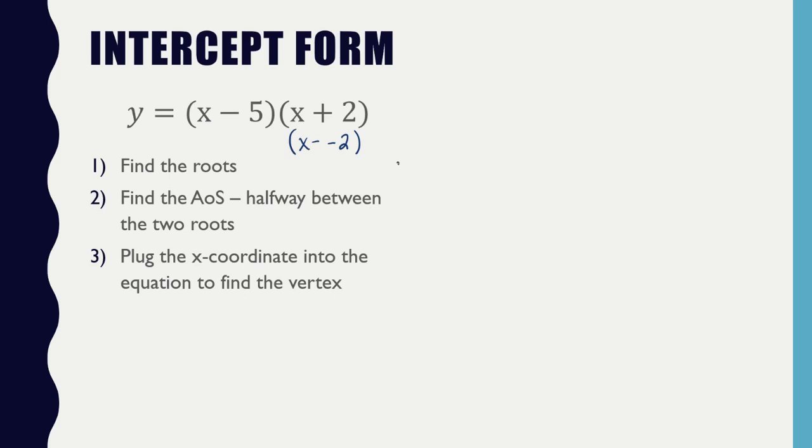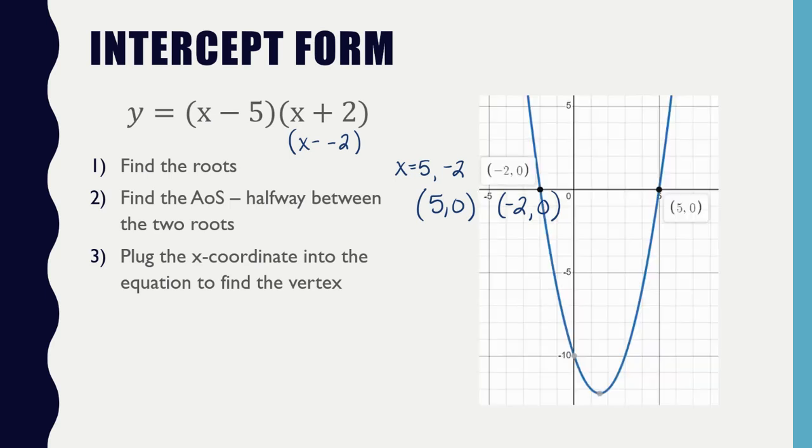So our roots for this one would be at x equals 5 and at x equals negative 2, which means that they're at the points 5, 0, and negative 2, 0. That's where the graph is going to cross the x-axis at both of those points. The axis of symmetry is going to be halfway between them. I find it helpful sometimes to look at the graph to help us visualize this. Here's the graph, and I've got the two intercepts on there. The axis of symmetry, as well as the vertex, is going to be halfway between the two.